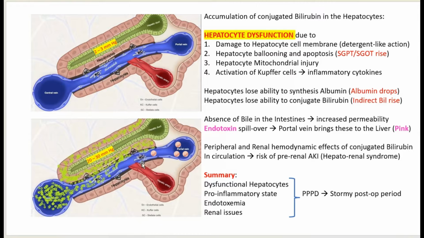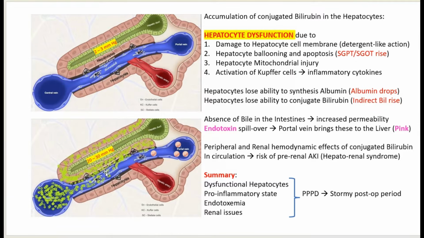It also activates the Kupffer cells, which are present in the sinusoids, releasing a lot of pro-inflammatory cytokines. Eventually, these hepatocytes are no longer able to function properly. They have a lot of functions. When they lose their synthetic function, they are not able to synthesize albumin. Serum albumin drops.